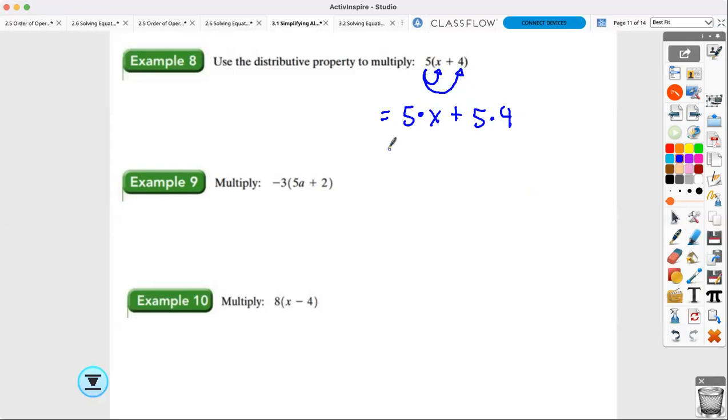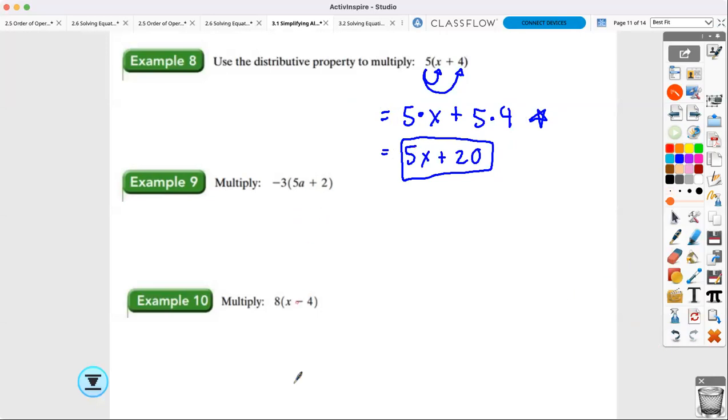Well, 5 times x, we know is just 5x. We know 5 times 4 is a positive 20. We cannot combine any further, so we are done. Any questions on the arrows and the steps we took? In the beginning, I want us to write this step down, but once you know what's happening, we can skip this step, okay? Let's look at example 9, class.